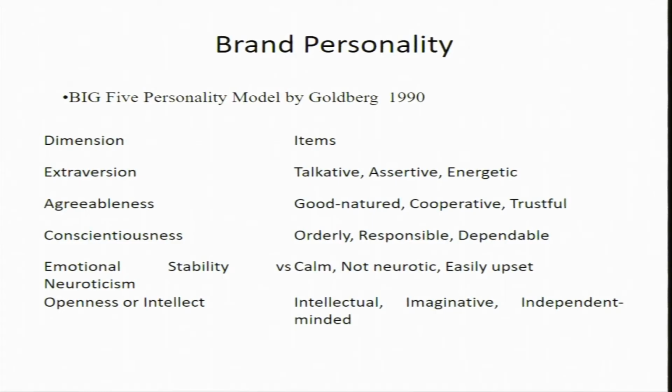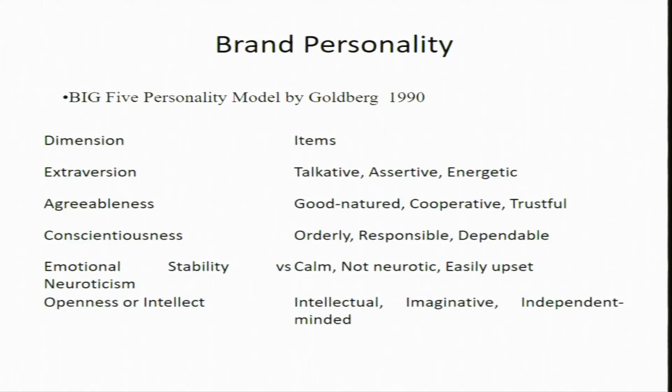Similarly, that person is not neurotic. Not neurotic means he or she does not, his mood does not fluctuate wildly. He behaves in a predictable, in a consistent manner. So, that is being not neurotic, that also means that the person is emotionally stable. Similarly, that person gets easily upset or does not get easily upset. So, that also indicates whether the person is highly stable or not so highly stable.